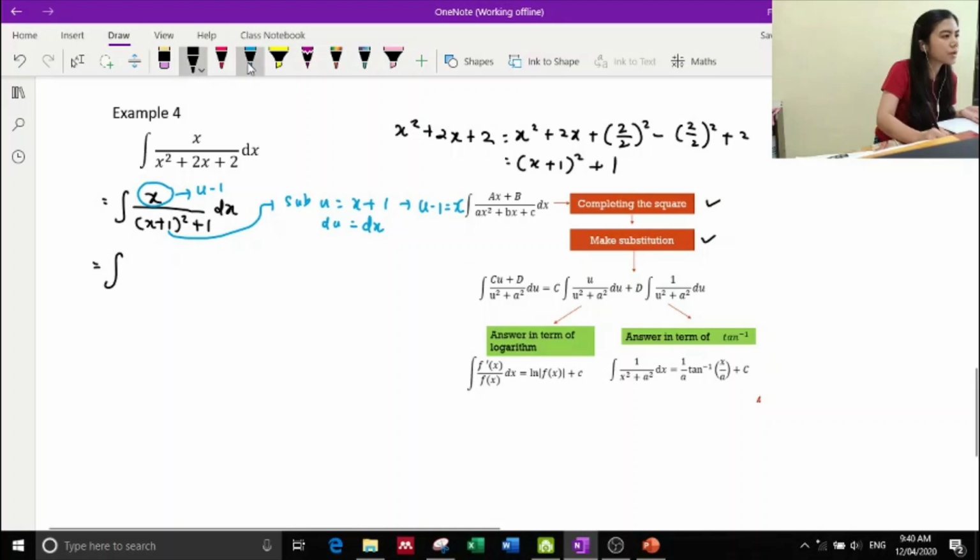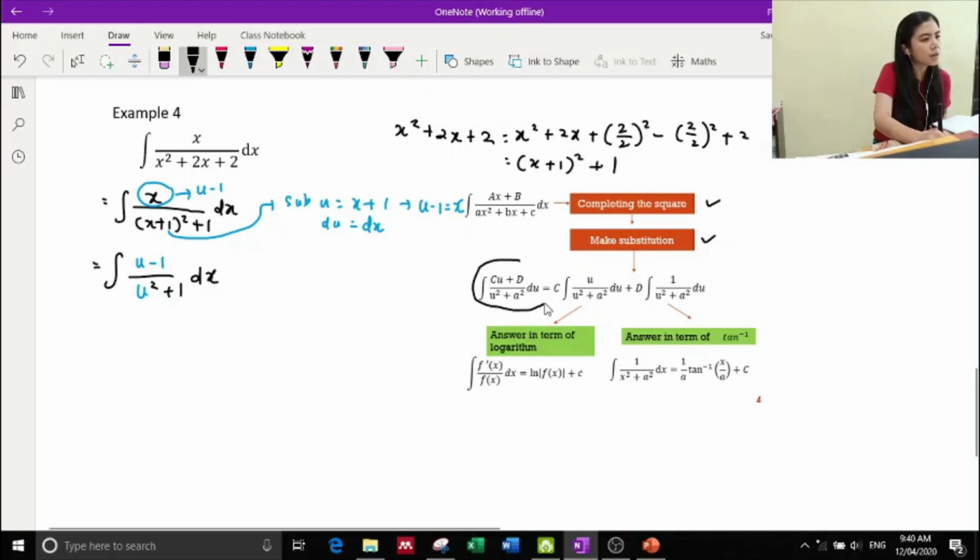So at the top, you will have this one as u minus 1. At the bottom, what we have here is u squared. Let me use another color, it is better. Okay, so we have u, and we have this square here, plus 1, and this is our dx. Now, we are already in this form, right? I'm sorry, this is supposed to be du. Because we have to change this one, so this is actually your du. Okay, so we are already in this form.